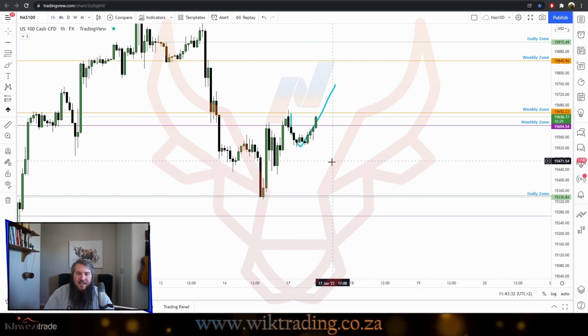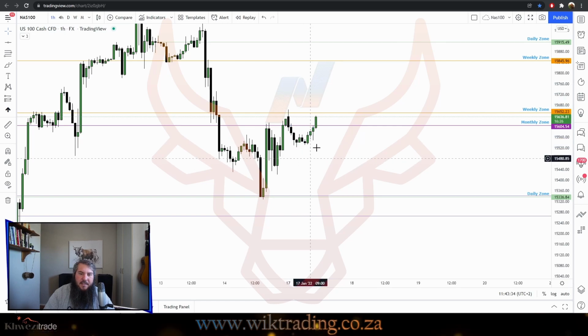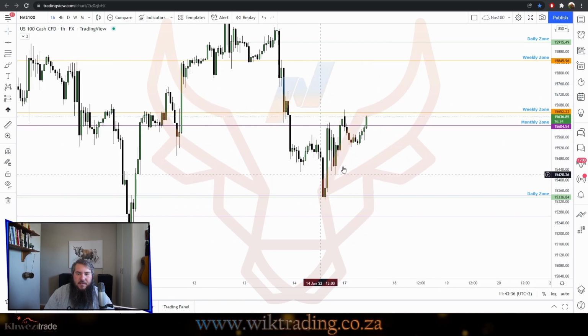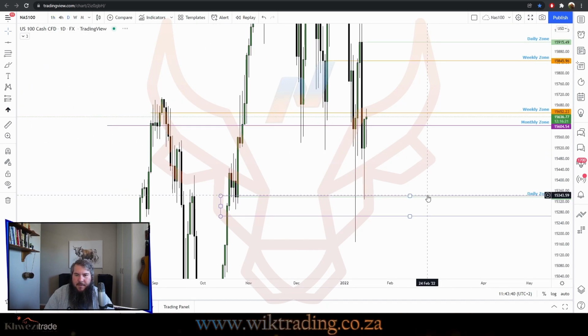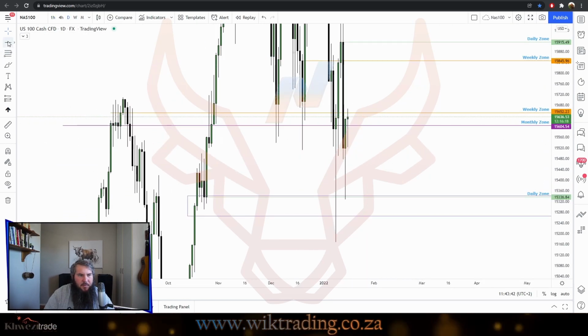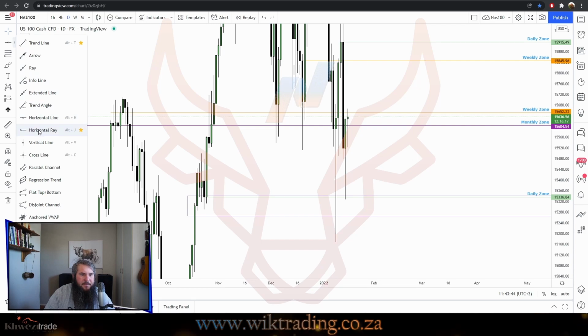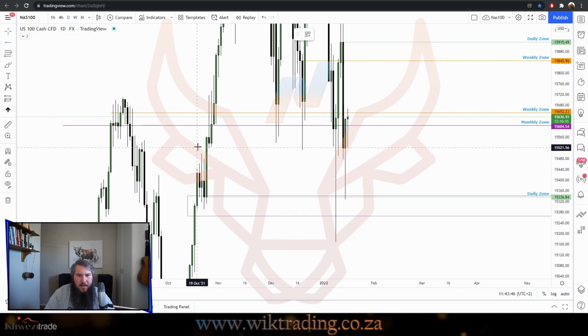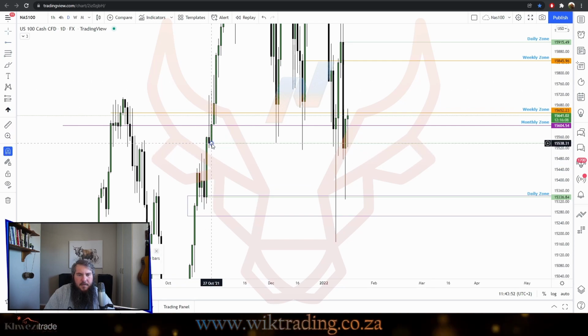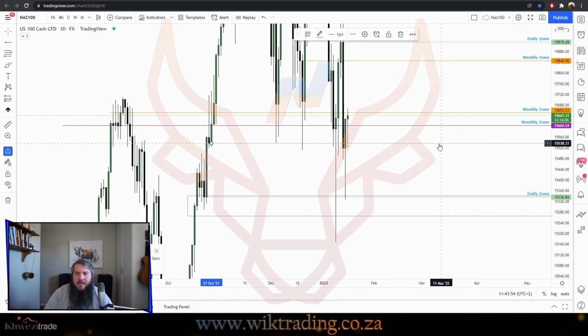And once again, just look how the market is reacting to the specific areas on the chart. There's actually a daily zone here that I missed. Let me just grab it quickly. It's actually a very important one. Horizontal ray. I think it is this one. Oh, not that one. Oh, there we go. Daily zone.